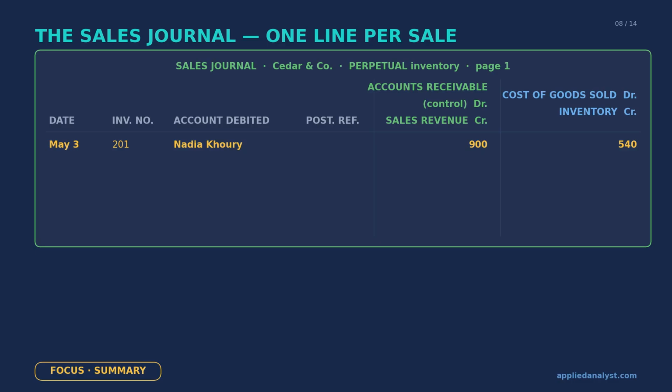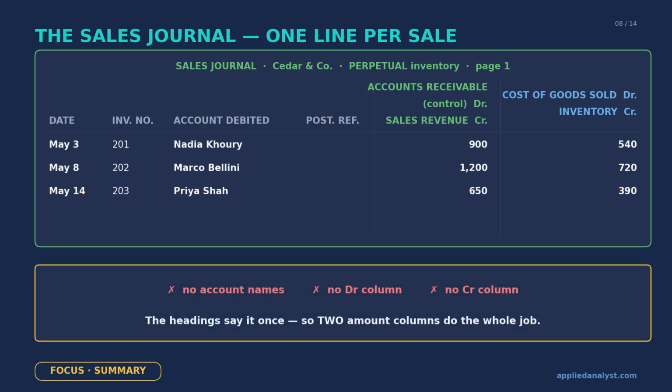That is one line. 1. Not 4 accounts, not a debit column. One line. Invoice 202, Marco Bellini, $1,200. Cost $720. One line. Invoice 203, Priya Shah, $650. Cost $390. One line. Now look at what is missing. No account names, no debit column, no credit column. If you came from Chapter 2, that should feel wrong.